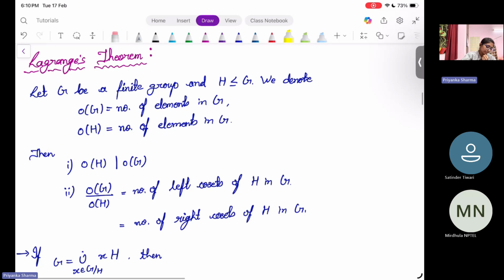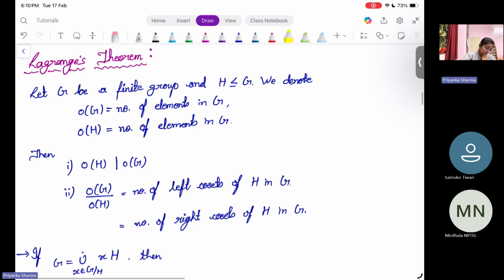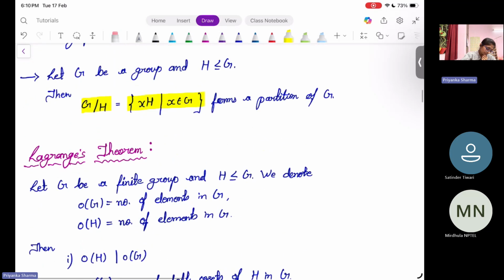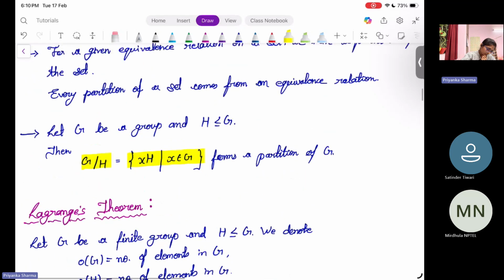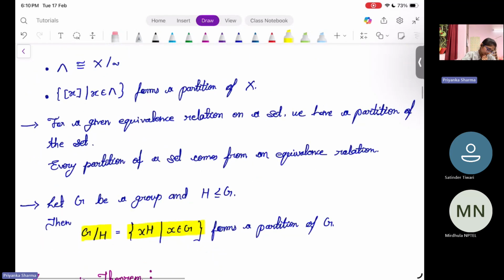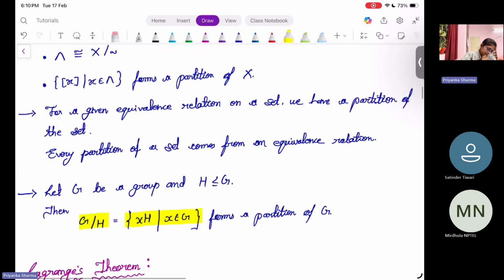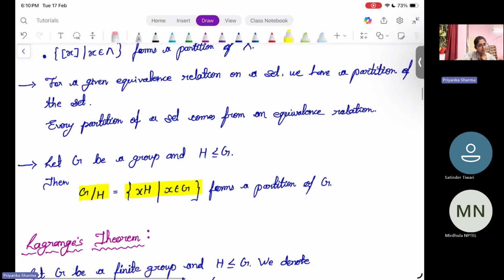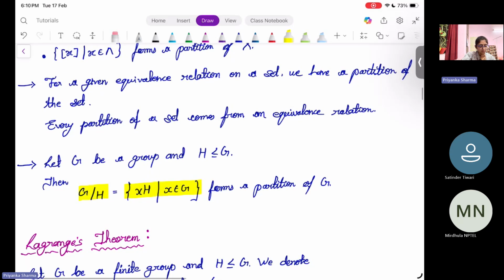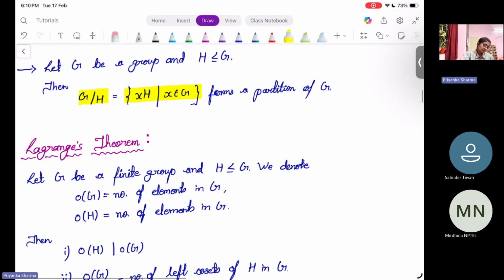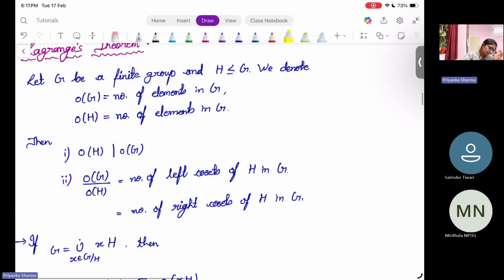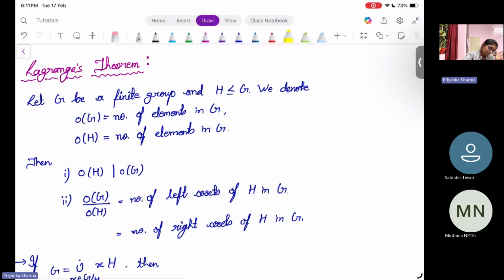Now, the next topic is Lagrange's theorem. So what is Lagrange's theorem? This theorem is immediate from this discussion. Whenever we have a group G and a subgroup, say H, then if we partition and we get a one-to-one correspondence between the cosets, then we will get this. But here we need to consider only finite groups.